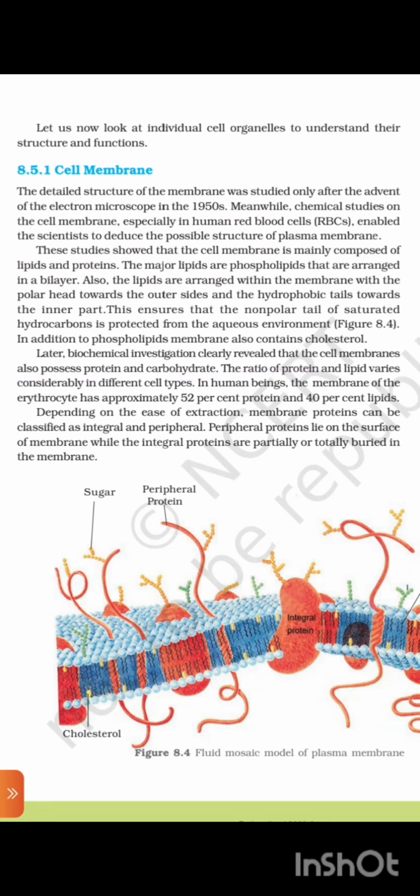The ratio of protein and lipids varies considerably in different cell types. In human beings, the membrane of the erythrocytes has approximately 52% protein and 40% lipid. Depending on the ease of extraction, membrane proteins can be classified as integral and peripheral. Peripheral proteins lie on the surface of the membrane, while the integral proteins are partially or totally buried in the membrane. Figure 8.4, fluid mosaic model of plasma membrane.